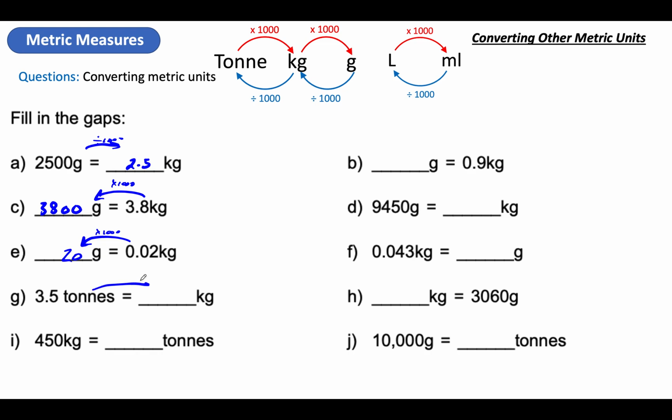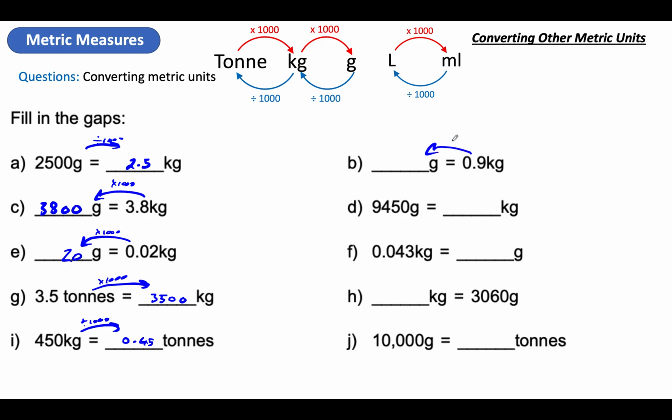3.5 tonnes into kilos. Okay, well, for every tonne I get 1,000 kilograms, so let's times it by 1,000. 3 places bigger. 1, 2, 3. There's 3,500 kilograms. 450 kilograms into tonnes, though. We are dividing by 1,000. 3 places smaller, 0.45. Now, if you've put 0.450, it's not wrong. It's just we don't usually write that trailing 0, but it's not technically wrong. But just get used to not writing the last 0 if you don't need it.